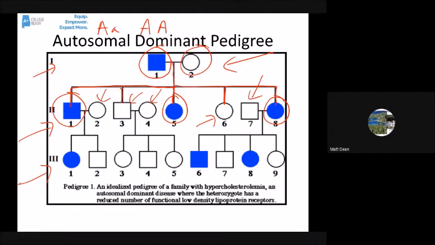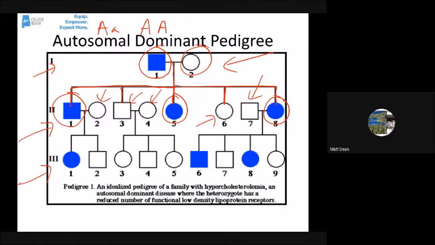Does the trait skip generations? In this case, no. Are there carriers? Again, in this case, the answer to that is no. And then the other thing you want to look at are males and females affected pretty much equally. So just count the number of affected males and females.